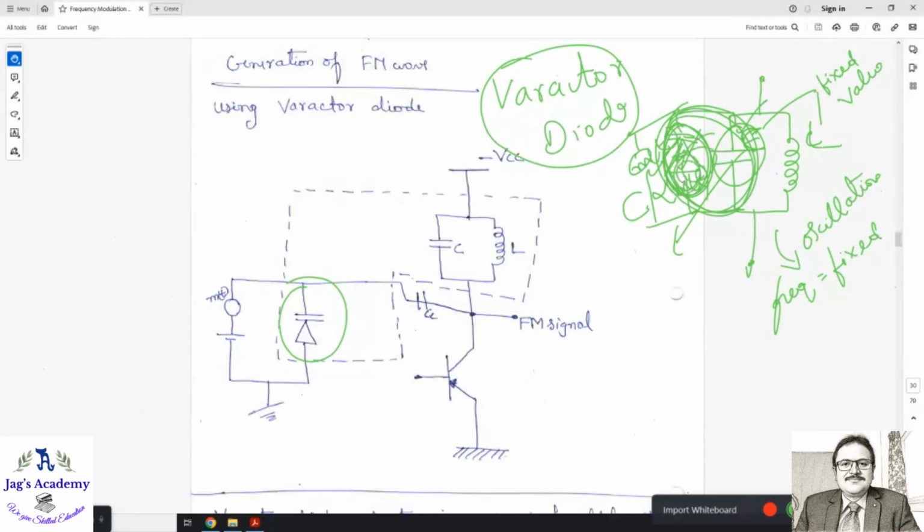And when this capacitance varies, what will happen to the output frequency of the oscillator? It will also vary. So as per the instantaneous value of your message signal, at the same time the instantaneous value of the frequency of oscillation also will change. Yes or no? That's what FM is, nothing else.